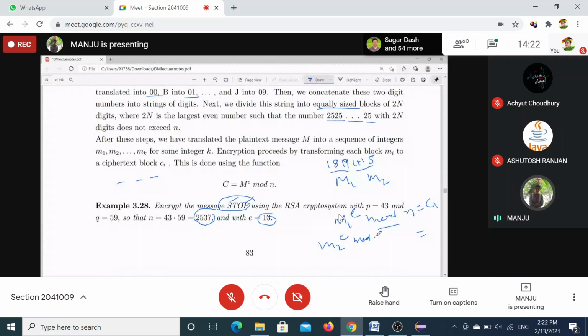If the second, M2 raised to power E modulo N, is coming as C2, then write C1 here and C2 here. That will be your encrypted message. Corresponding to M1, you have C1. Corresponding to M2, you will have C2. Clear? Yes, ma'am.